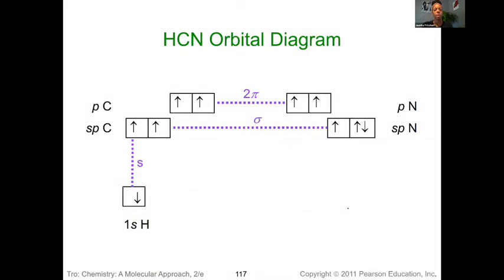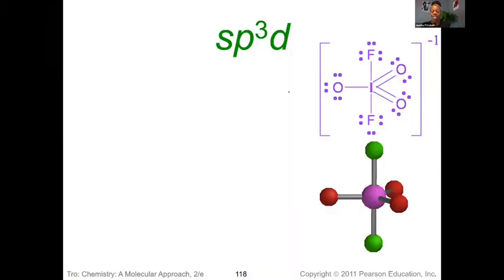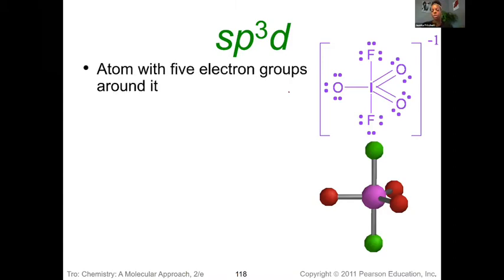And then if you look at the orbital diagram, again, you can see that these two remaining unhybridized p's are where those double bond and triple bond would be created. Okay. All right, so we've dealt with 2 electron regions, that's sp, 3 electron regions, sp2, 4 electron regions, sp3. Well, what happens when we're dealing with 5 electron regions? All right, because now we're out of orbitals.